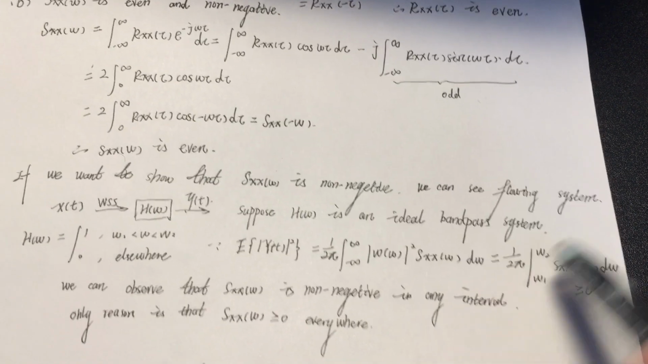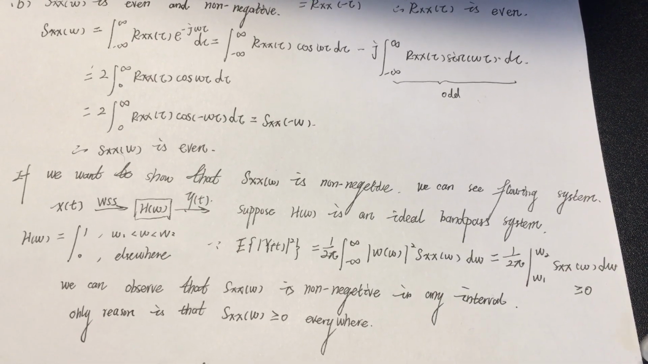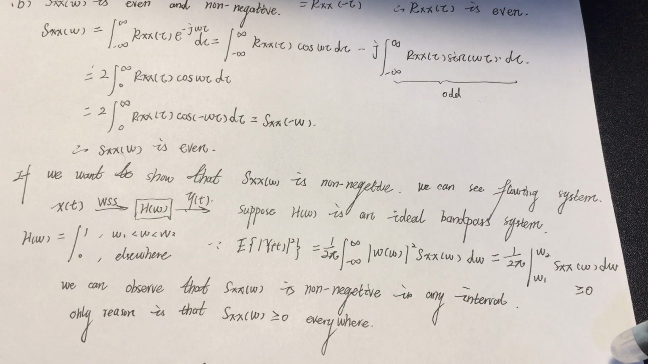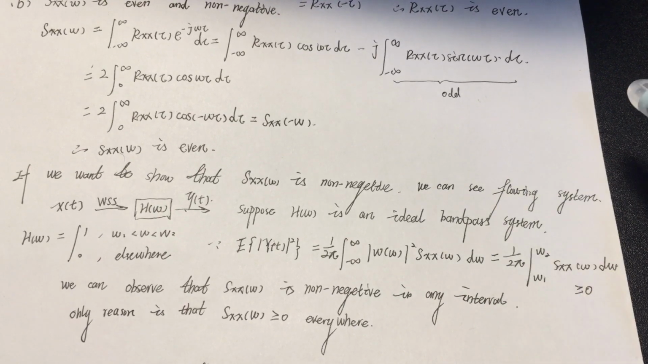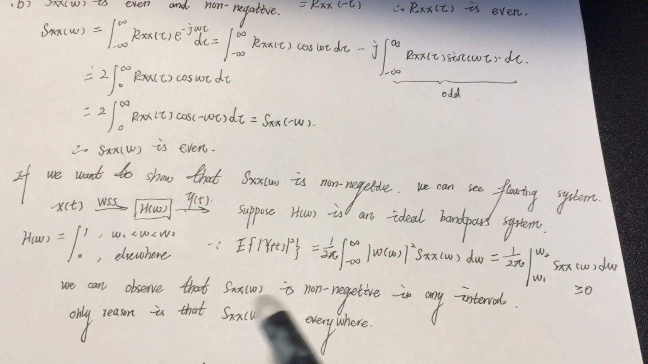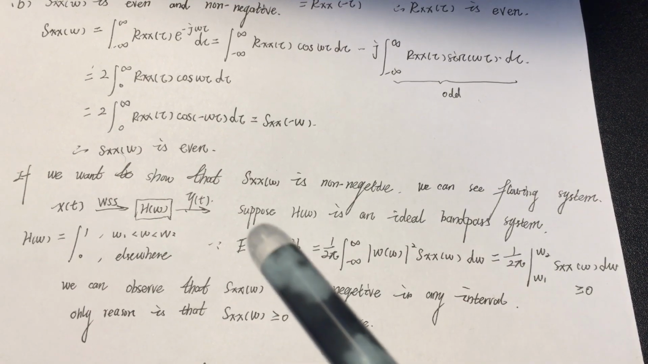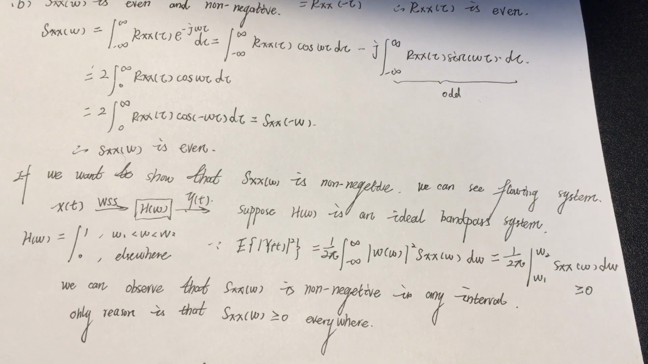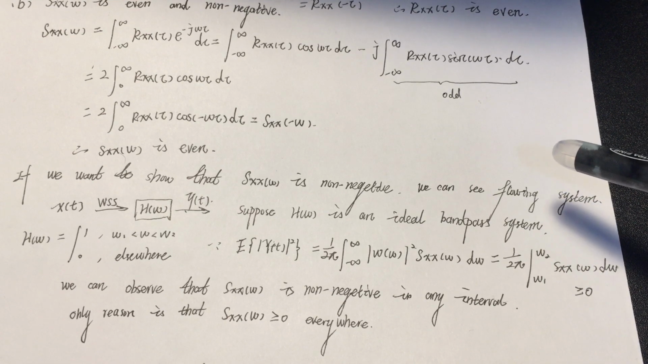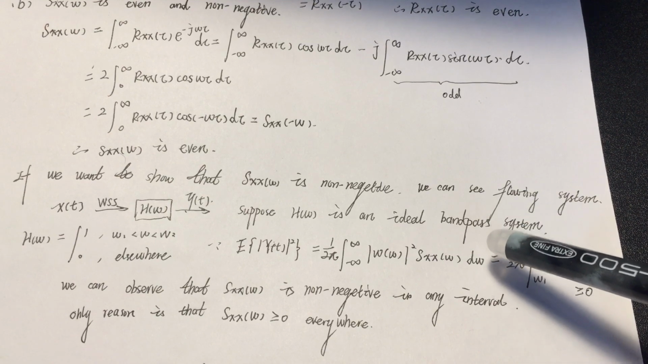And we know that this holds for any integral, so if we want to make sure that this equation is satisfied, we have to make sure that Sxx is larger than or equal to 0 everywhere. Therefore, we show that Sxx(omega) is even and non-negative.